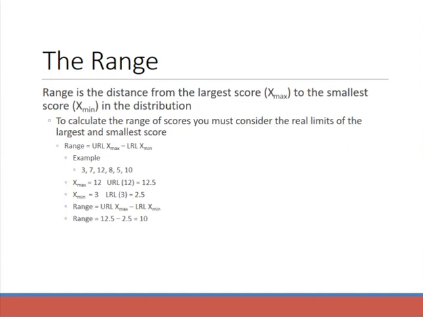When the measure is continuous, we need to take into account the upper real limit and the lower real limit. Remember, we talked about how with continuous variables, if you have a 5 on a continuous scale, the 5 can actually be anywhere from 4.5, which is the lower real limit, up to 5.5, which is the upper real limit. So we need to take this into account. The problem with the range is that it's completely determined by the upper and lower limit.